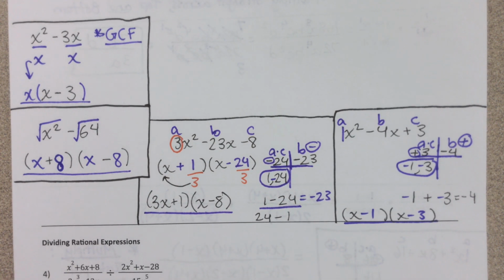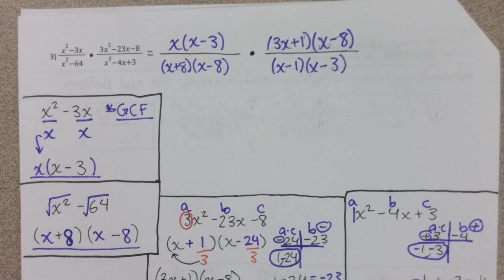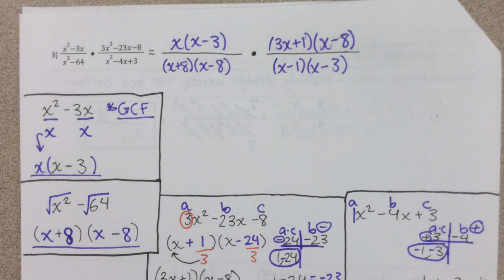Questions on any of the factoring problems before I finish the problem? Let's put this all together. So next we are going to actually multiply, and by multiply we just put it all together into one fraction, and then we'll do some canceling.